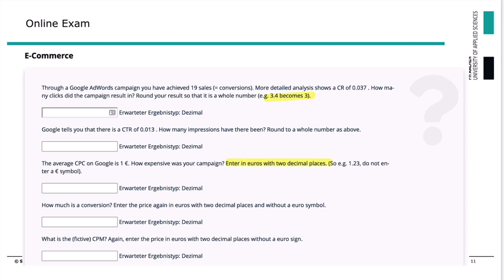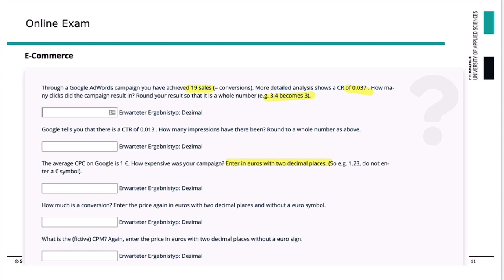And more important, you have different numbers in here, and these numbers are randomly generated, so each and everybody of you will have a different task, or at least the same task with different numbers within the exam. So let's start. We do have 90 sales, 19 conversions, and a CR of 0.037. So the question is first, how many clicks did we have?